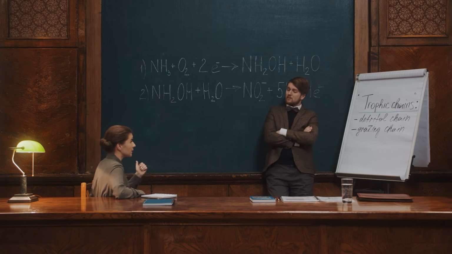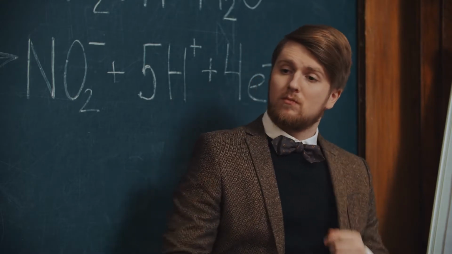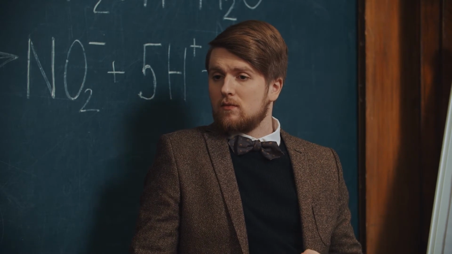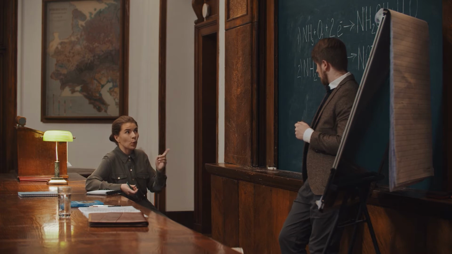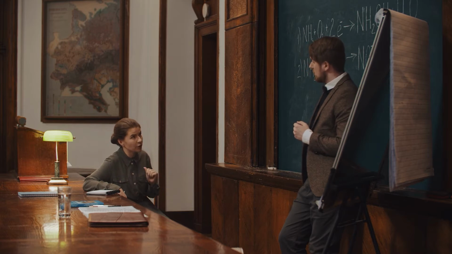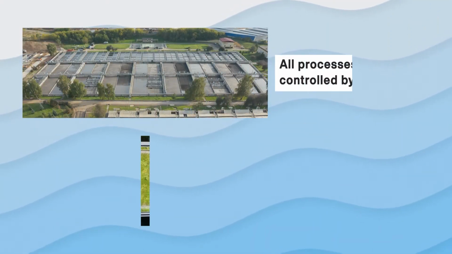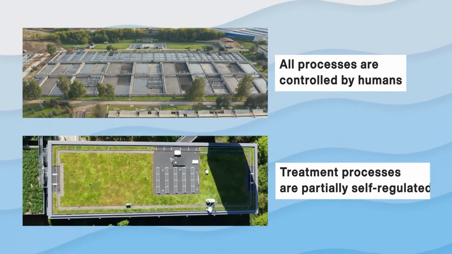In constructed wetlands, the dead organic matter comes not only from outside wastewaters. It's also produced in the wetland, resulting from some dying plants, which constitute an important part of the wetland system. Here we can see the features of the detrital trophic chain. However, wetland photoautotrophs constantly accumulate the biomass, which is a feature of a grazing trophic chain. In other words, we can say that both trophic chains, detrital and grazing, work simultaneously in a given treatment facility. Exactly. Therefore, it should be noted that, unlike activated sludge systems, where all processes are controlled by humans, constructed wetlands are partly self-regulated.